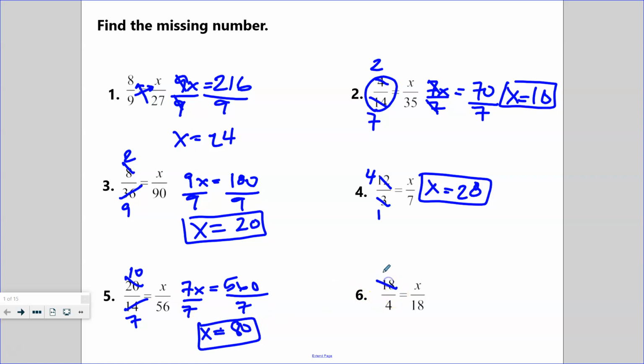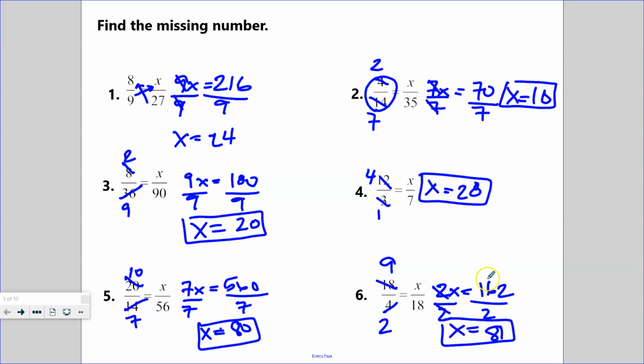Looking over here, we have 9 groups of 2, 2 groups of 2. 18 times 9 is 162, so 2x equals 162. Divide by 2, divide by 2, and x equals 81.